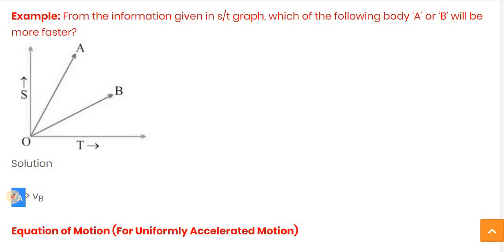How can we write that VA is greater than VB? How can I get this final conclusion? If we draw perpendicular lines from A to the y-axis and x-axis, and the same from B to the x-axis and y-axis, and compare both, then we know that object A is faster than object B. So we can write that VA is more than VB.